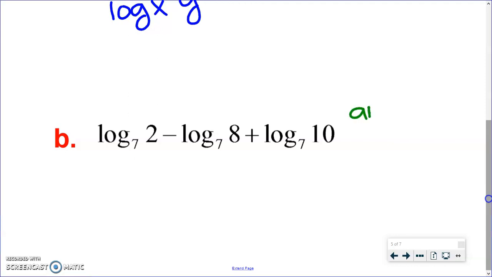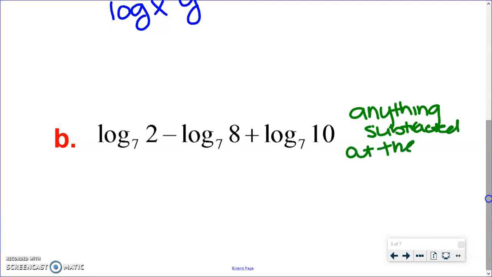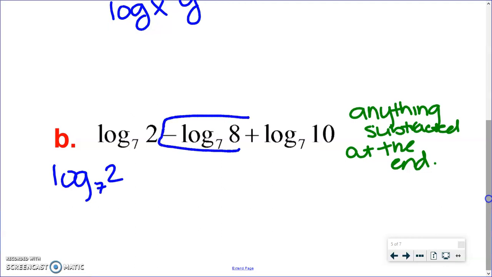So anything subtracted goes at the end. So we're going to rewrite this, just reorder it. We're not going to condense anything yet. Log base 7 of 2. This is our subtracted piece, so we're just going to hang on to him for a second. We're going to continue with what's left. Log base 7 of 10. We're out of terms, so now we're going to add the subtracted piece.